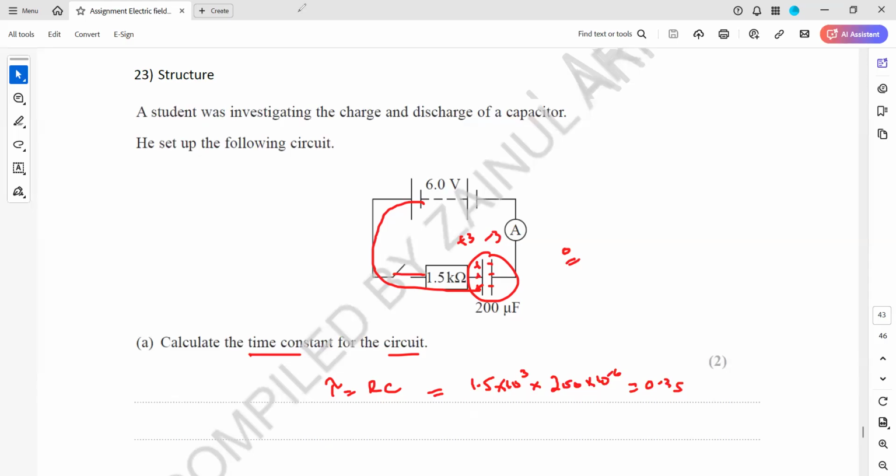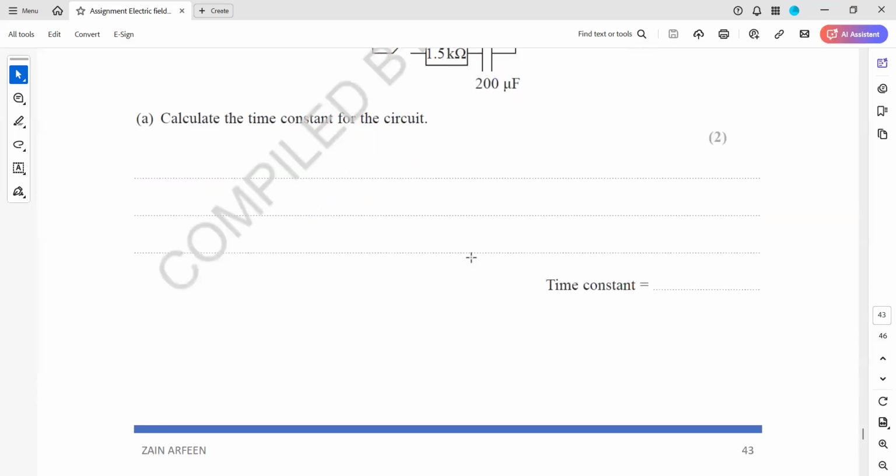In 0.3 seconds, the capacitor will discharge to 37% of its maximum value.